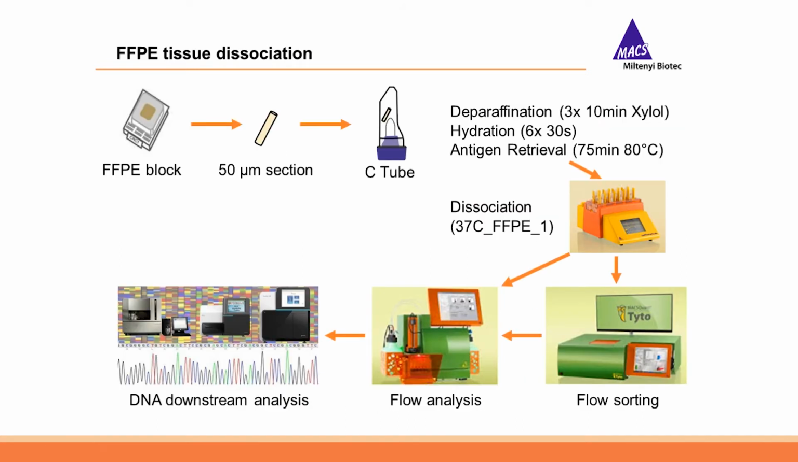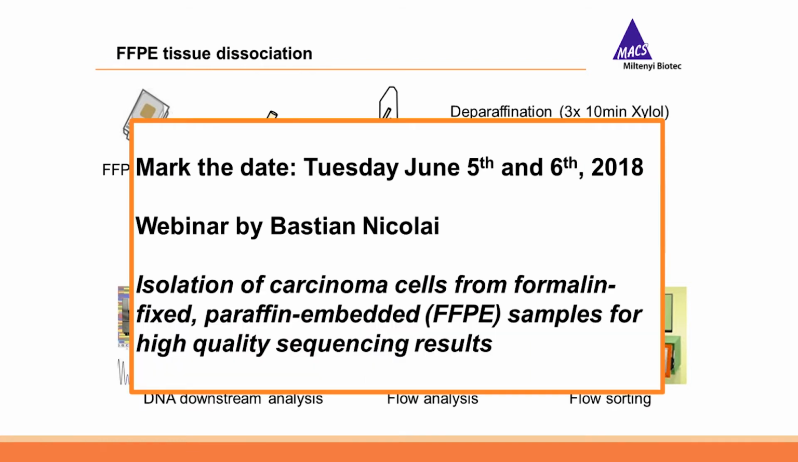Just a small side note, this was all dissociation of viable tissues. We have also recently released a method for dissociation and getting a single cell suspension out of formalin-fixed paraffin-embedded tissues, which you then can use for flow sorting, for example, for isolation of the tumor cells, flow analysis, and also DNA downstream analysis. And my colleague Bastian will also give a webinar beginning of June on exactly this tissue. So if you're working with FFPE tissue, please join the webinar and learn more about this very novel application.